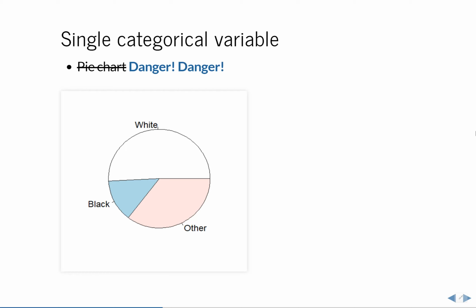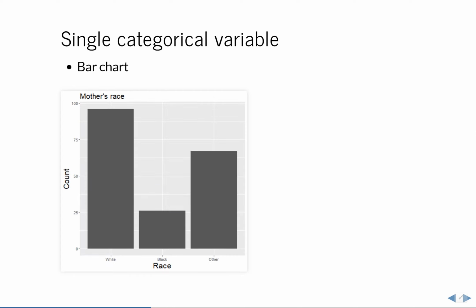Now, if you really want to see percentages, there are answers that a pie chart can answer that a bar chart isn't as easily answerable. So for example, if I asked if the percentage of white mothers in this data set was more or less than 50%, you can see that in this pie chart. It's slightly more than 50%. The bar chart doesn't show that so well.